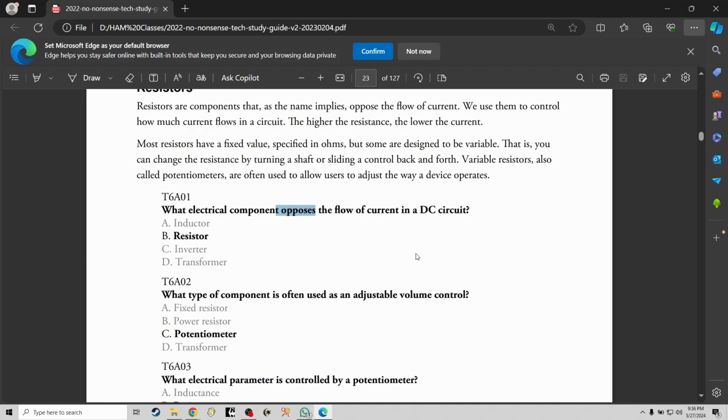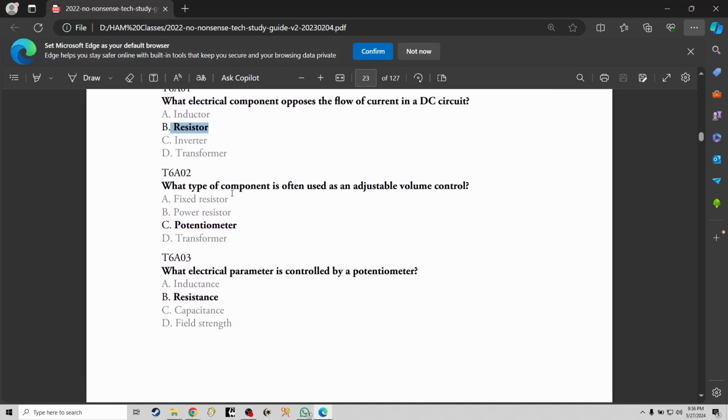Opposes. It kind of hinders it. All right. So resistors oppose the flow of a current in a DC circuit. What type of component is often used as an adjustable volume control? The little volume control on your radios and stuff. The term for it is potentiometer. Okay. What electrical parameter is controlled by a potentiometer? It's resistance.